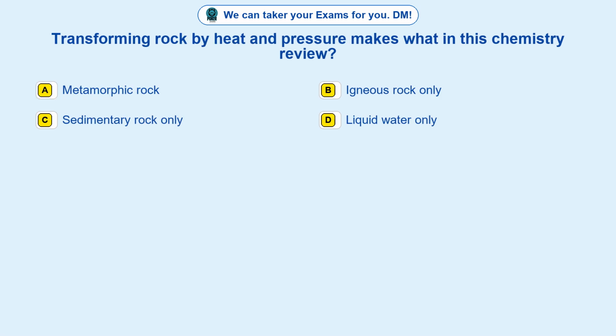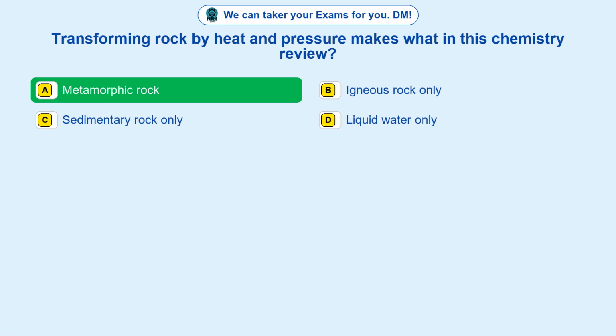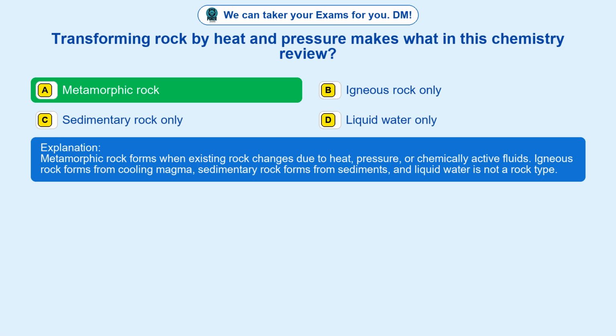Question 86. Transforming rock by heat and pressure makes what in this chemistry review? Option A, metamorphic rock. Option B, igneous rock only. Option C, sedimentary rock only. Option D, liquid water only. The correct answer is option A, metamorphic rock. Metamorphic rock forms when existing rock changes due to heat, pressure, or chemically active fluids. Igneous rock forms from cooling magma, sedimentary rock forms from sediments, and liquid water is not a rock type.